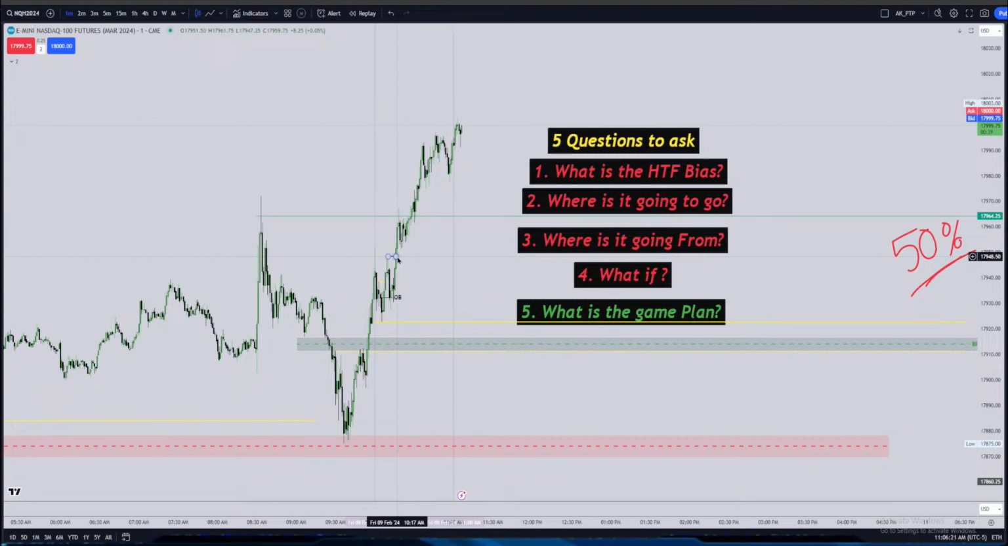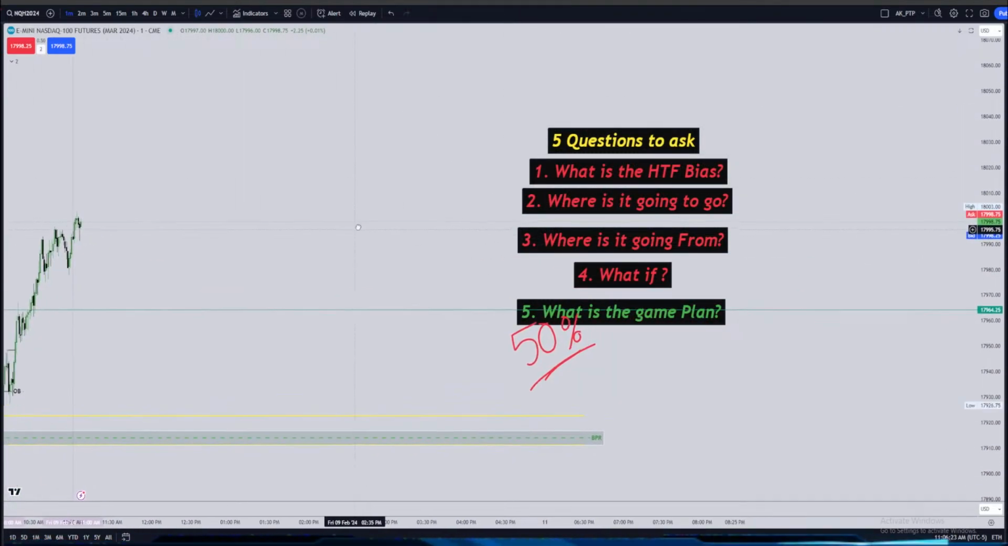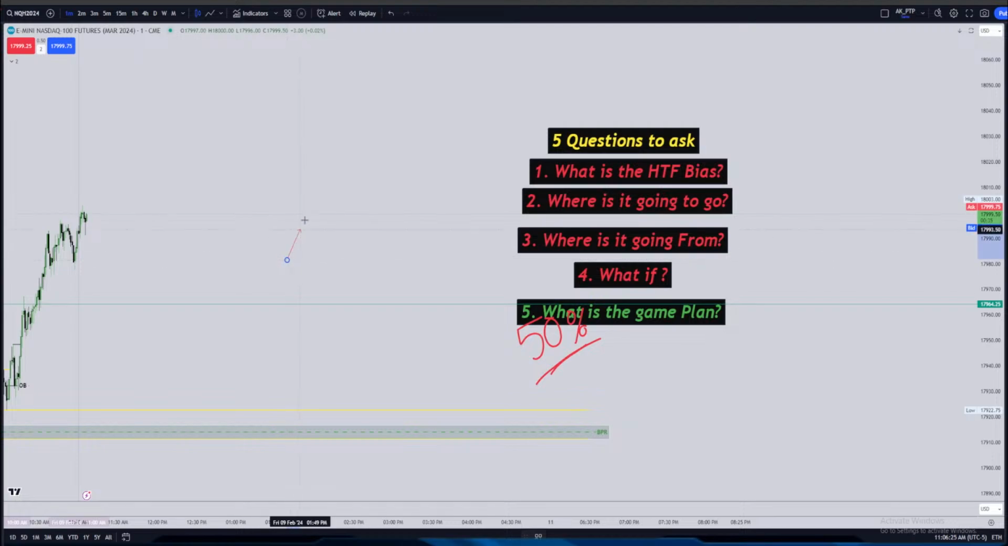My best entry model was double break of structure. Let's say this is the buy side liquidity the market took from the higher or lower time frame. My entry model was: it broke this structure, gave you the market structure shift, and maybe it can retest to the fair value or even to the order block level. When this level is broken, I look for the entry from this area.